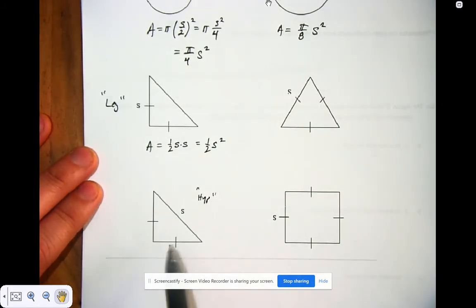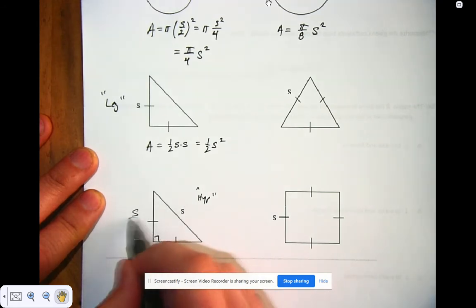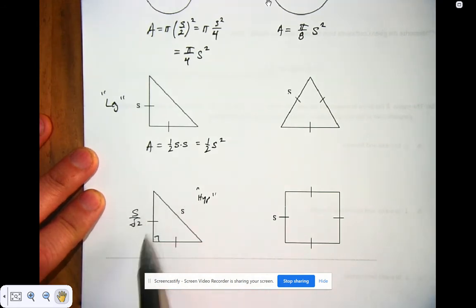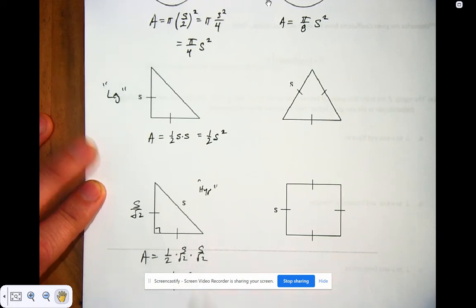And so this is clearly a 45, 45, 90. And if you go backwards, you might remember your special triangle. This would be S over root 2. If you don't believe me, do S over root 2 squared plus S over root 2 squared equals S squared, and obviously it would work. Okay. And so what's the area of this guy? Well, it'd be 1/2 the base, which is S over root 2, times the height, which is also S over root 2. So that becomes 1/4 S squared.